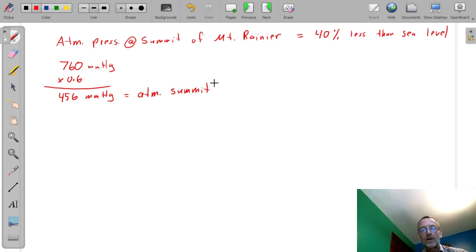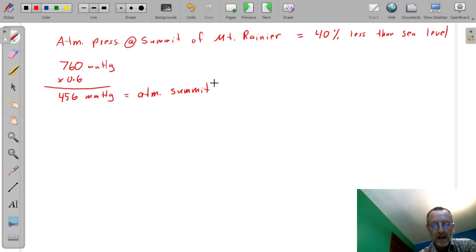Does that make sense? Well, we know that it's going to be less than 760. So this seems pretty reasonable. It's 60% of what's left of the 760. So how much oxygen is there at the summit of Mount Rainier?